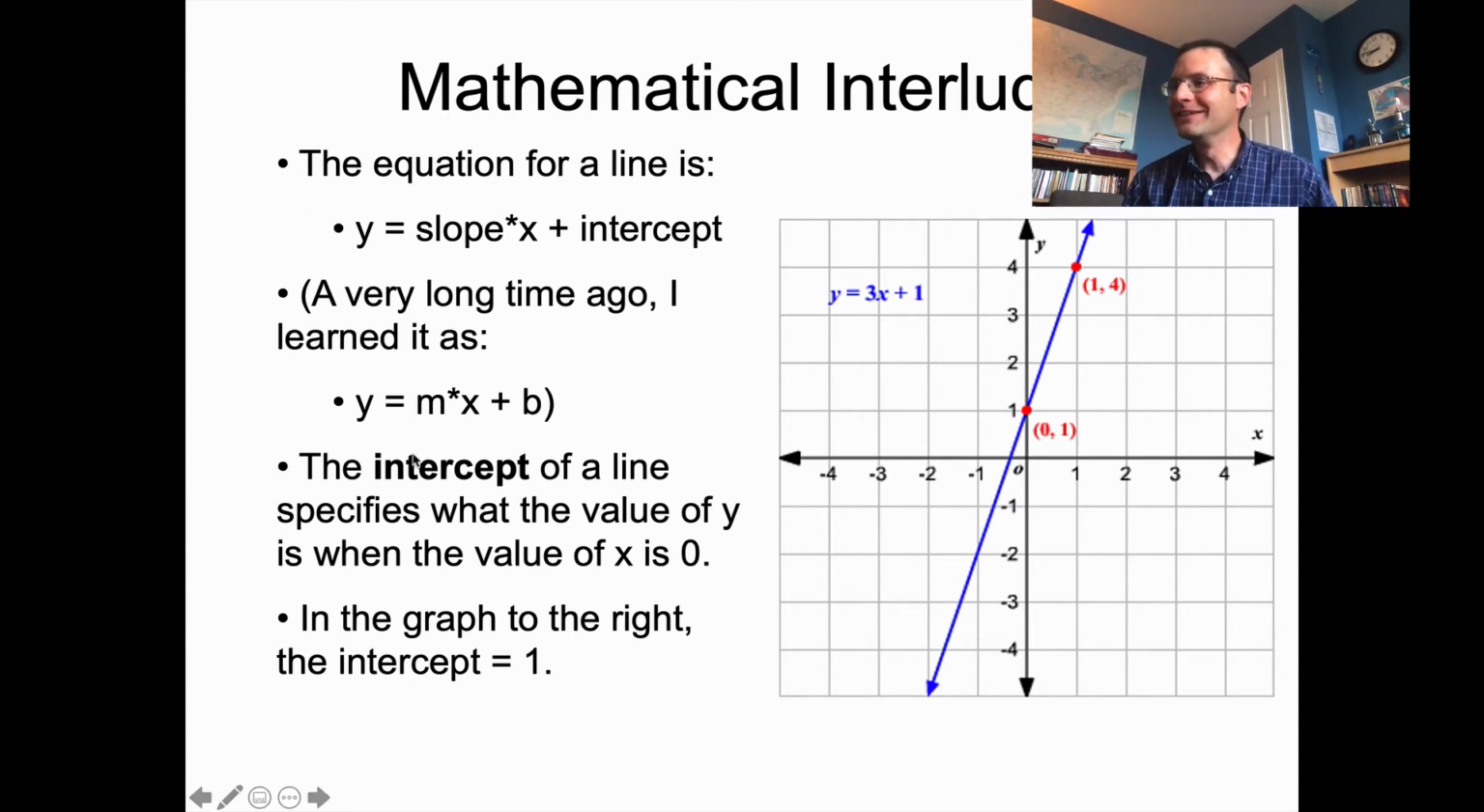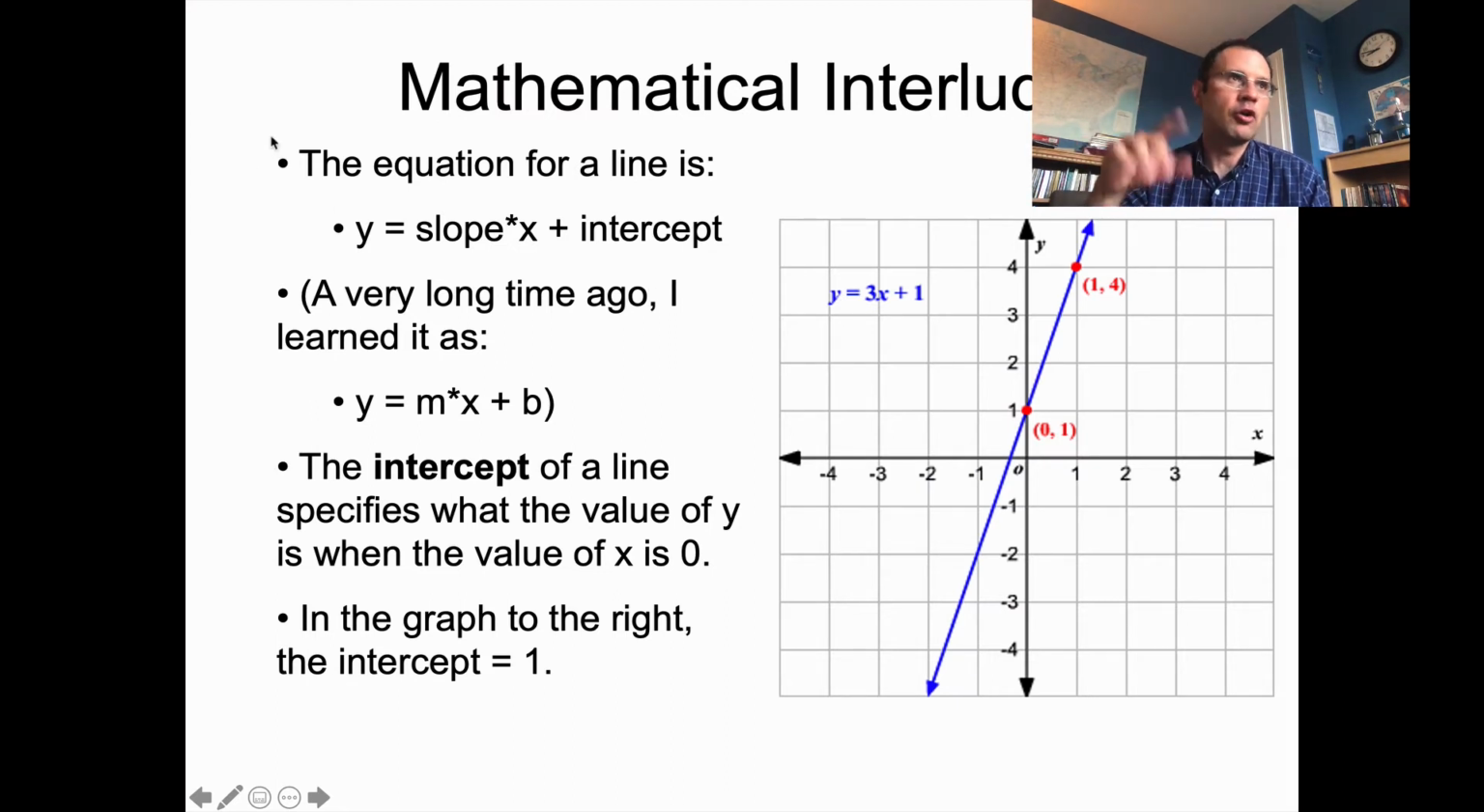Anyways, the intercept of the line specifies what the value of y is when x is 0. We can already see this directly here because they've highlighted the point for us on this graph. When x is 0, y is equal to 1. So we slot that value in where it says b, or intercept, in this equation. We already know the slope is 3, so y equals 3x plus the intercept, which is 1. That's the equation for this line.